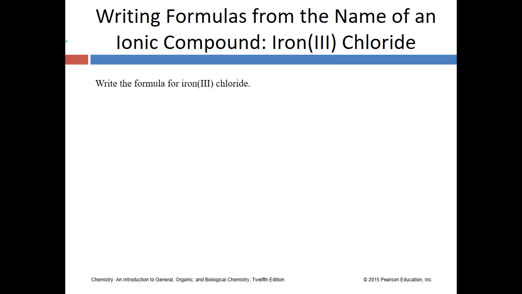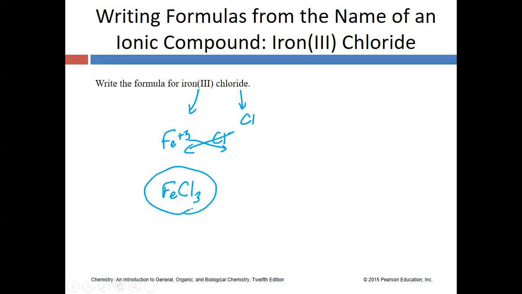I already know. Iron 3 is Fe+3. Chloride, well, I know that's chlorine. And chlorine's in group 7A, so it's going to have a -1 charge. Charges are different. I can crisscross. FeCl3 is the result.